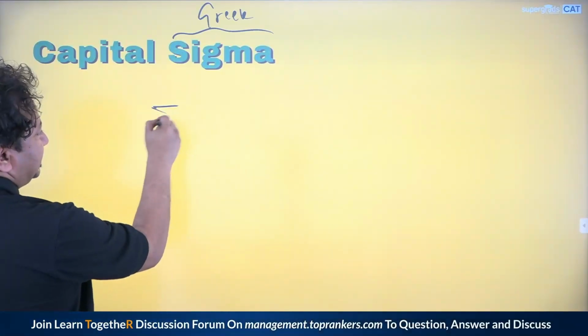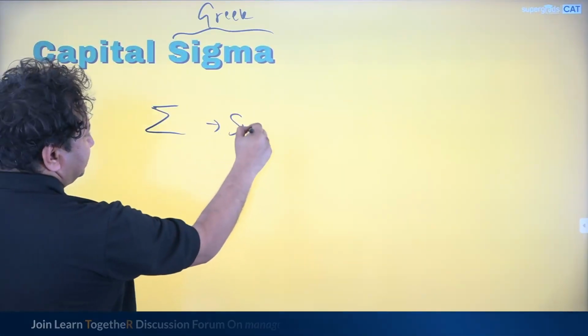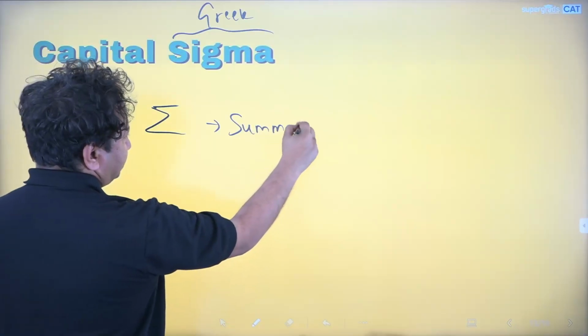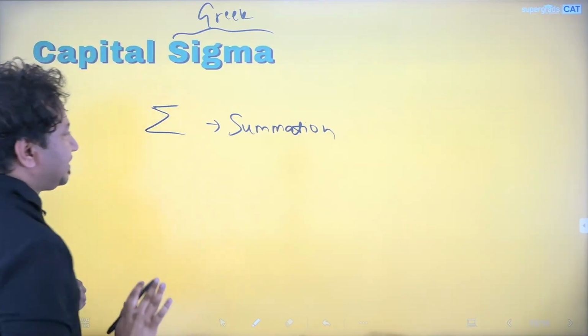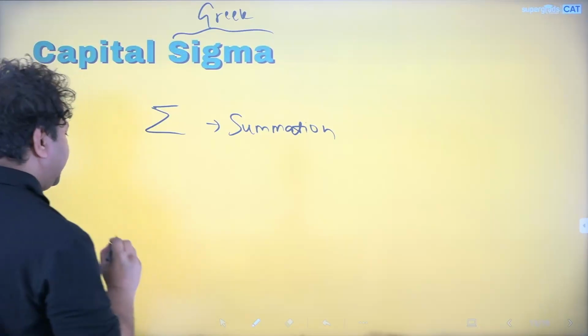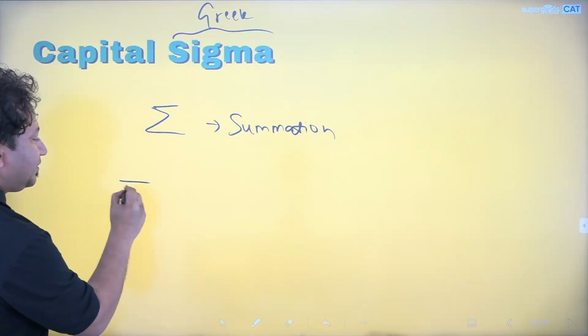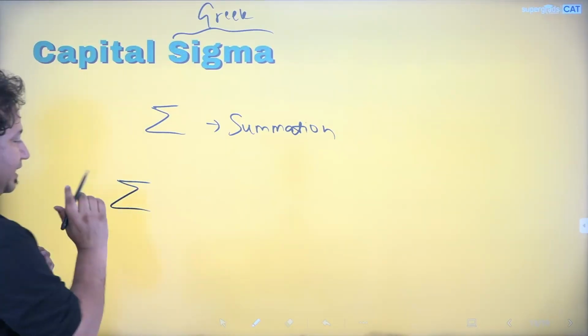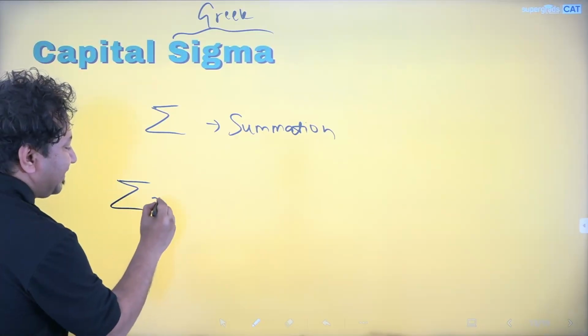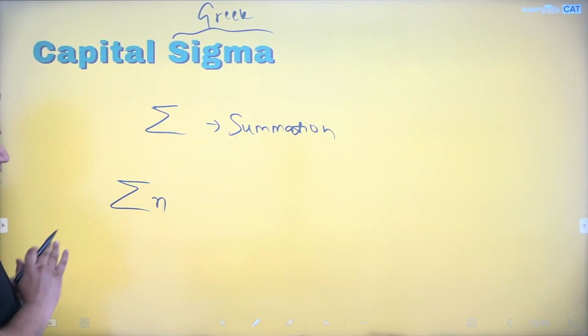Capital sigma basically means summation. So it looks like this. If I write sigma over here, and let's say I write n, sigma of n. N can be anything.